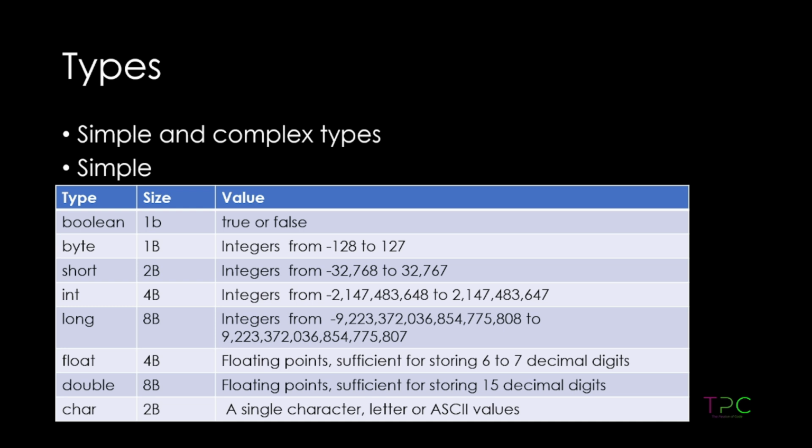Next two types store floating point numbers. First, float, 4 bytes in size, can store up to 6 to 7 decimal digits. Second type, double, 8 bytes in size, can store up to 15 digits. The last type, char, is a shortcut for character. Its size equals 2 bytes and it can store a single character, letter or ASCII value. About ASCII I'll tell you more in another video. Now let's move on to practice and use those new types.